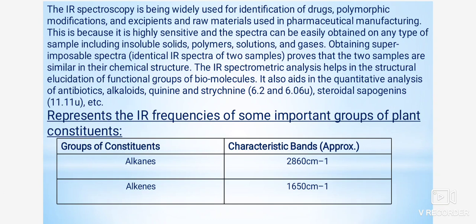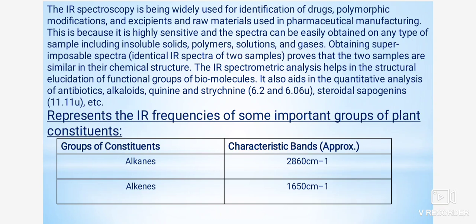Obtaining superimposable spectra, that is identical IR spectra of two samples, proves that the two samples are similar in their chemical structure. IR spectrometric analysis helps in the structural elucidation of functional groups of biomolecules. It also aids in the quantitative analysis of antibiotics, alkaloids, quinine and strychnine. It is 6.2 and 6.06 micron. Steroidal sapogenins 11.11 micron, etc.